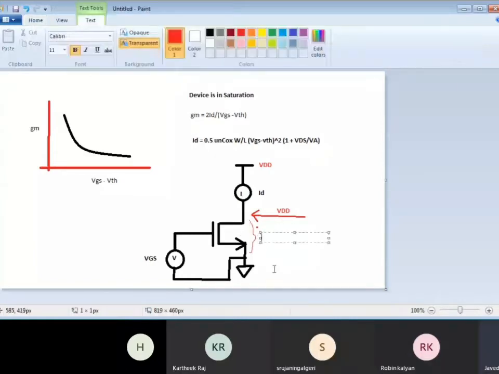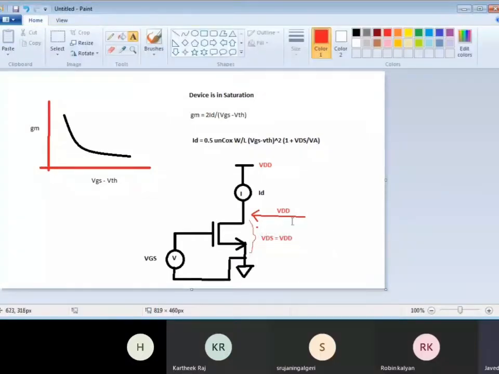Here, this VDS will be equal to VDD in an ideal current source when this is constant. Okay. So what happens when you start varying this one? What happens when you start to vary this device voltage here?